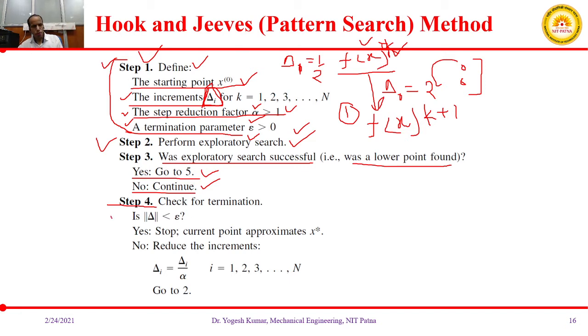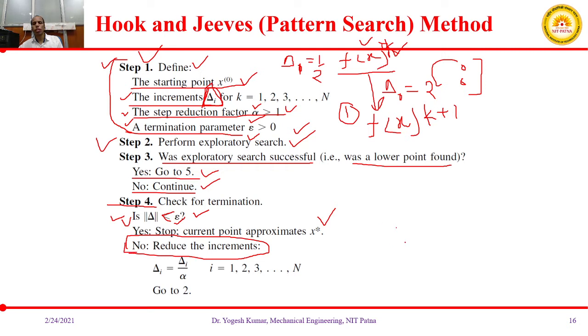So what is in step number 4? In step number 4, if your current delta is less than your termination parameter, then we can stop, and we may say that the current set of values of x is your optimum value. If this termination condition is not satisfied, then we are going to reduce your step size.